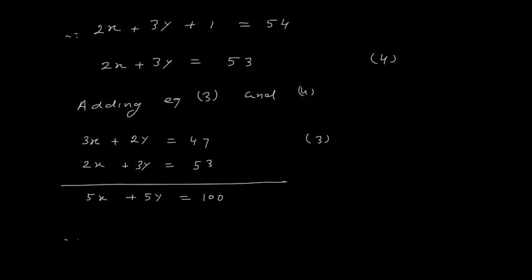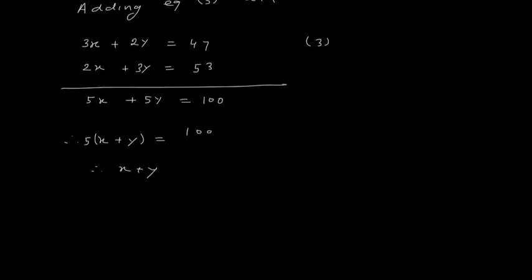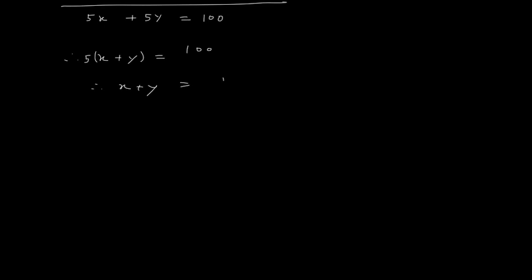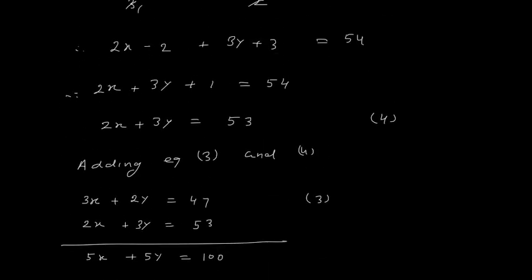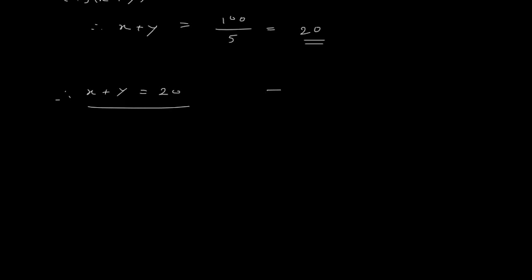So therefore 5x plus 5y is 100. Taking 5 common, I get x plus y is equal to 100 upon 5. 5 1s are 5, 5 2s are 10, so this is 20. Therefore x plus y is equal to 20. Now this I will consider equation number 5.